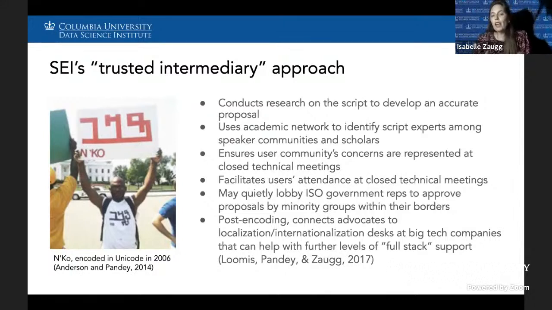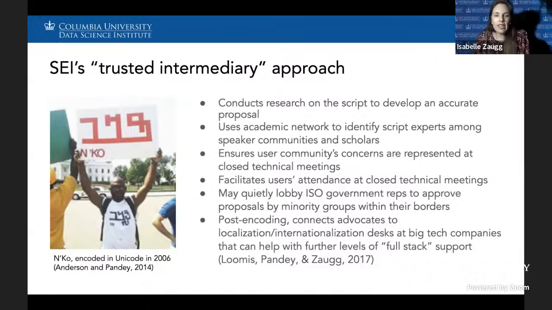And they may also quietly lobby ISO government representatives to approve proposals by minority groups within their borders. Sometimes governments are not too excited about a minority group having the capacity to digitally communicate in their language. And so there's a lot of mediation, conflict resolution, and justice approaches that are used, again, at a very human-to-human level by SEI.